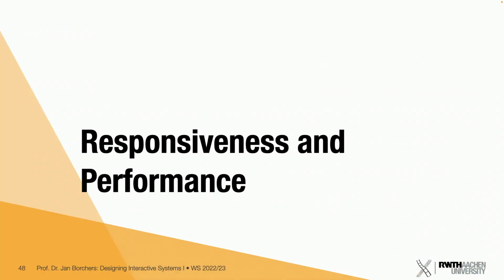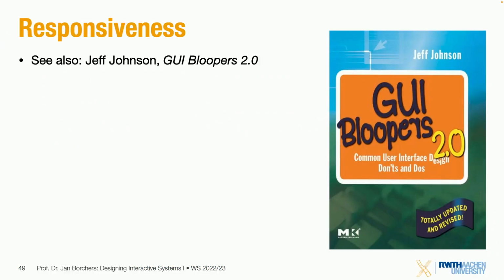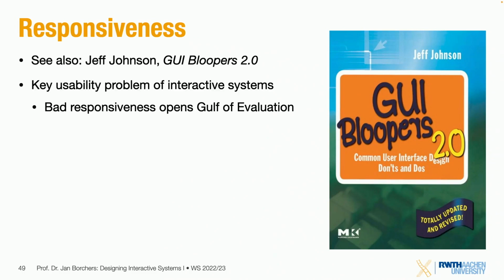On to responsiveness and performance. Responsiveness is taken largely from a book by Jeff Johnson, who also wrote a bunch of other nice books. This is a book called GUI Bloopers, which is a wonderful book because it's full of bad user interfaces. So it's a lot of fun to go through and look at until you get to a page where you're like, oh, I did that. I made that same mistake. So take a look at this book.